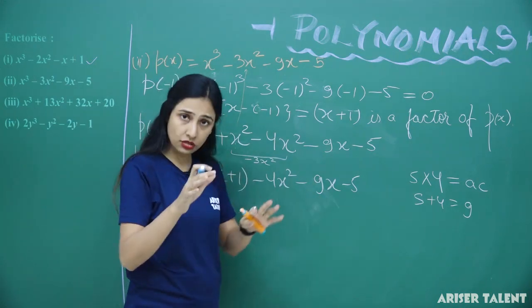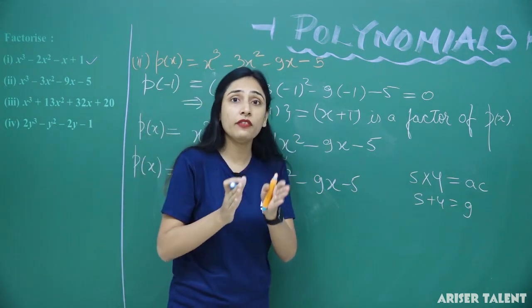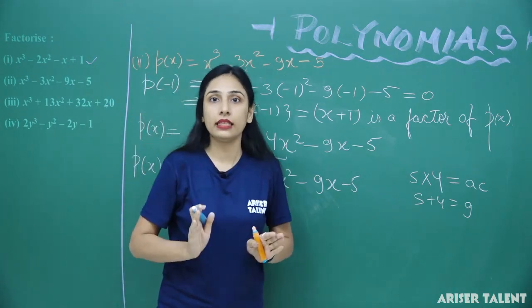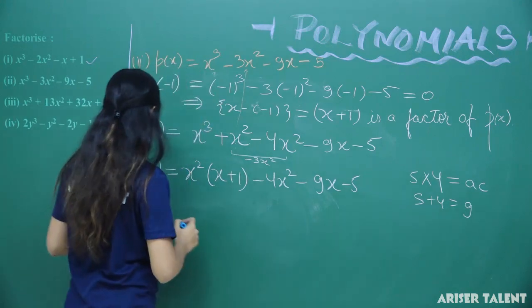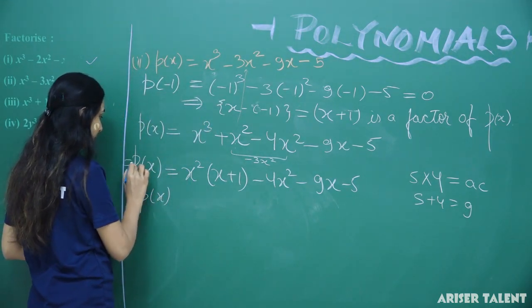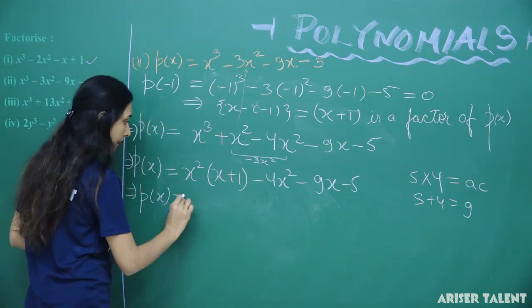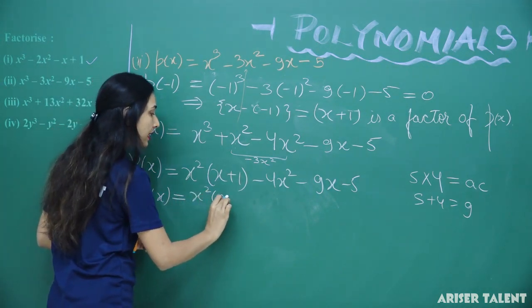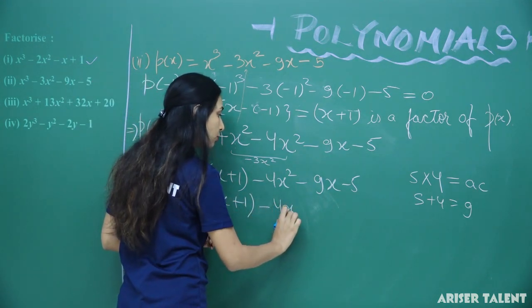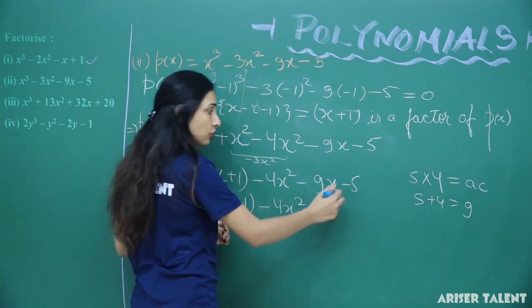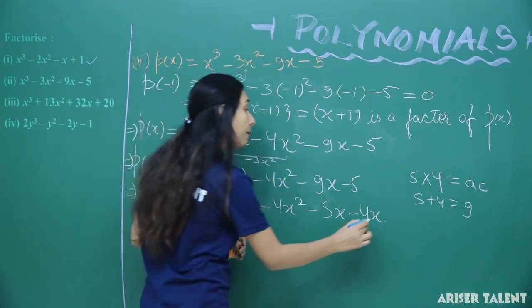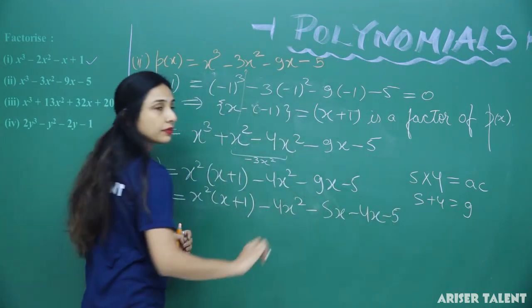Now you are having an x with it. So you will use minus 5x minus 4x. Minus 5x minus 4x is what? Minus 9x. Okay. Right. So we will get P(x) equals to x square into x plus 1 as it is. From here we will be having minus of 4x square minus, now this combination minus of 5x minus 4x, minus of 5 as it is.